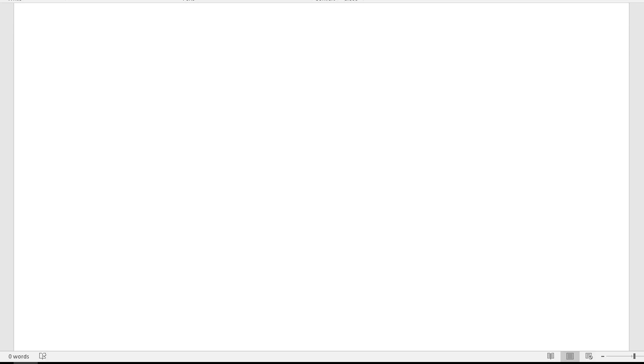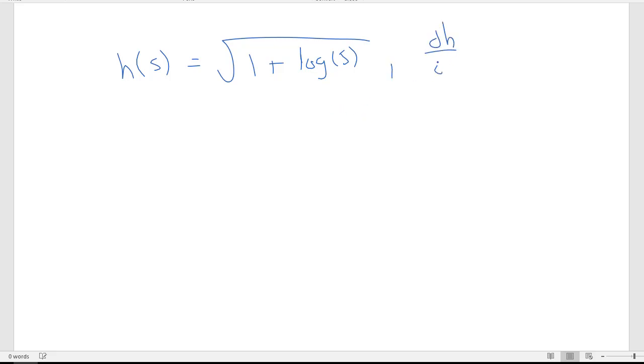All right. So let's do something like this. Let's say we want to find, again, I want to stop using x variables. So let's say we have h of, what do I want to pick? h of s equals the square root of, say, 1 plus log of s. Okay. And what we want to find is h prime, the derivative of h with respect to s. What is that equal to? Okay, so h prime, the derivative of h with respect to s.